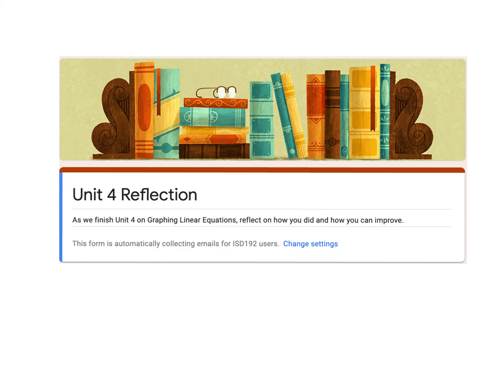Finally, you will have a reflection, and this is just the title or whatever. It's a Unit 4 reflection. As we finish Unit 4 on graphing linear equations, I want you to reflect on how you did and how you can improve. And there's somewhere in the neighborhood of 10 questions, give or take a little bit. Some of them are simple yes or no or a rating, and others I'm going to expect an explanation.